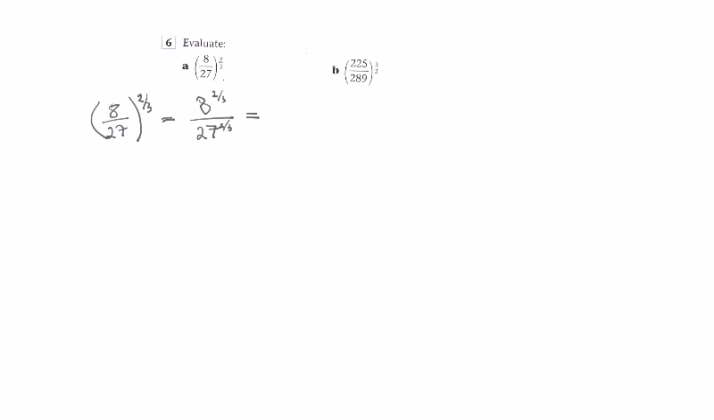So let's write that as the cube root of 8 squared over the cube root of 27 squared. Now, the cube root of 8 is 2. So this is 2 squared over the cube root of 27, which is 3 squared, and so that is equal to 4/9.